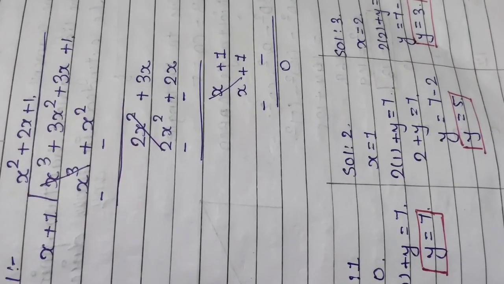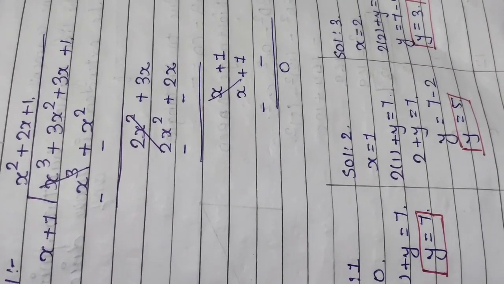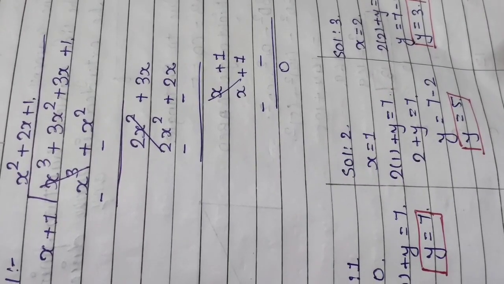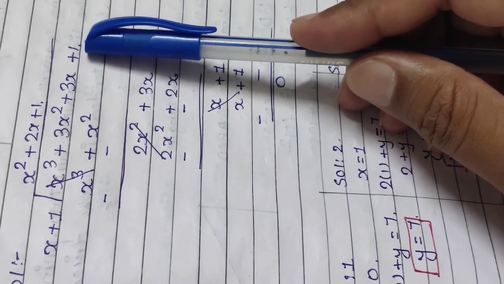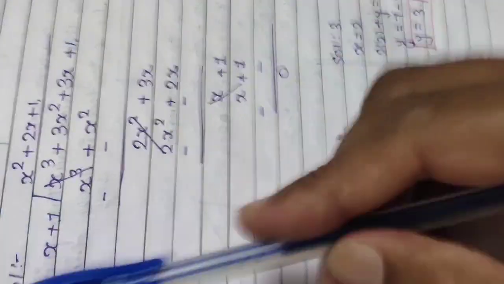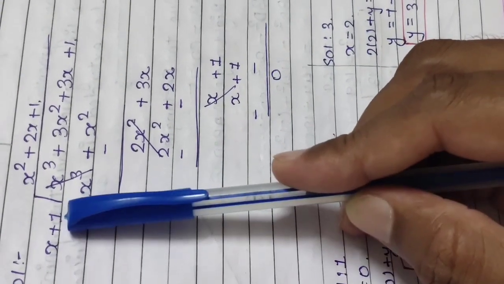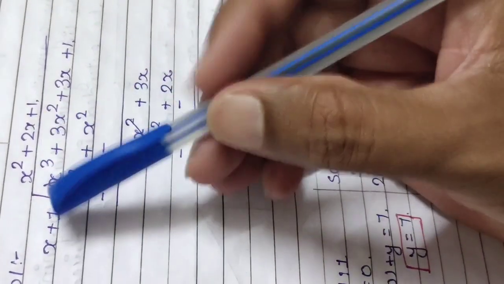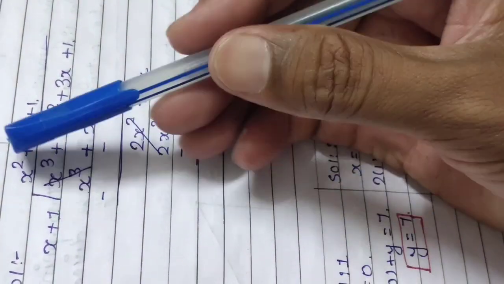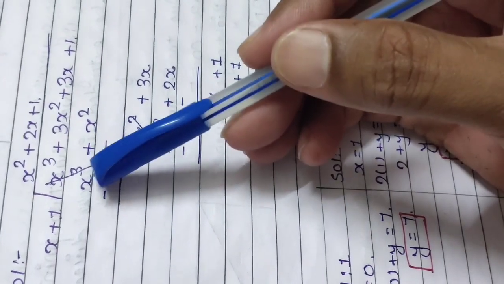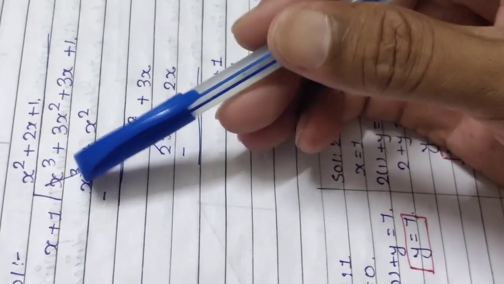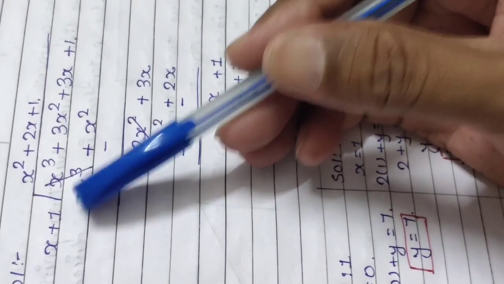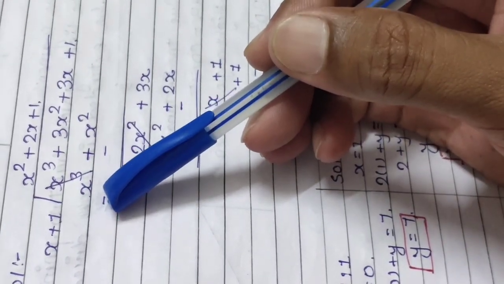Hello guys, now we are on question number 7 of section B. It is a simple division method. x cube plus 3x square plus 3x plus 1 is a polynomial divisible by x plus 1. So we divide using the simple division method: x plus 1 multiplied by x square gives x cube plus x square. Now we have to change the signs. If it is positive, then we write it negative.